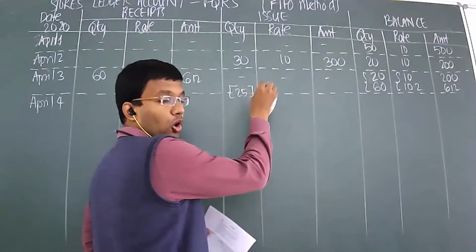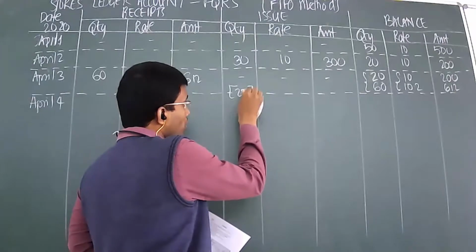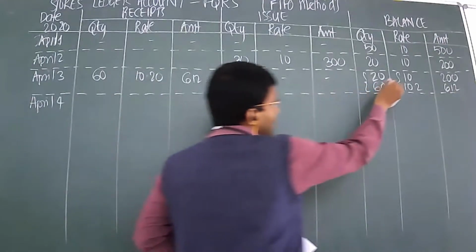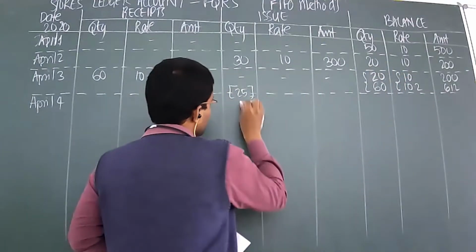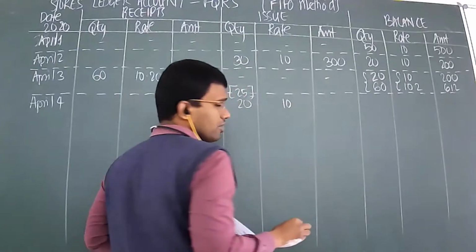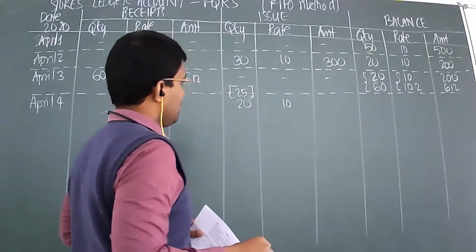So remember, we are following FIFO. So out of the 25 that was demanded, 20 you should be fulfilling from here. So 20 that was bought at 10 rupees.